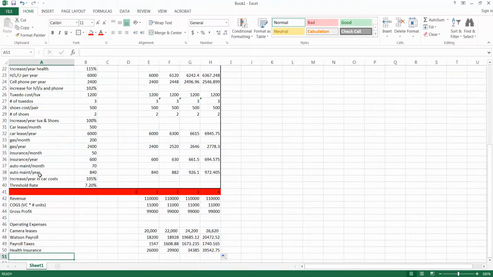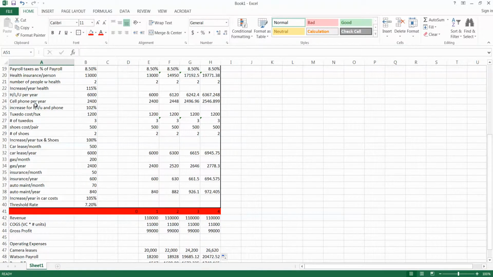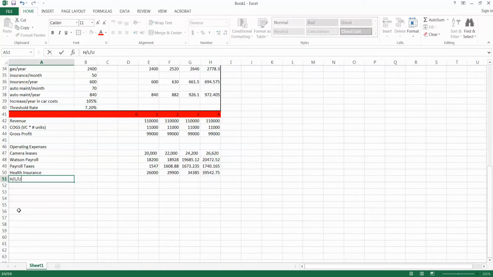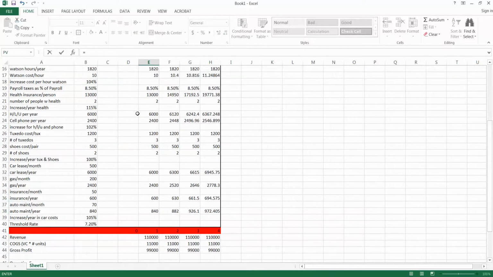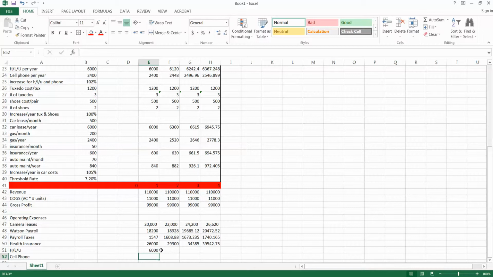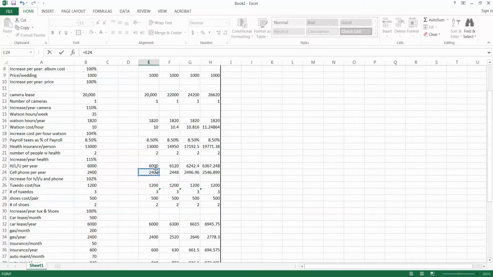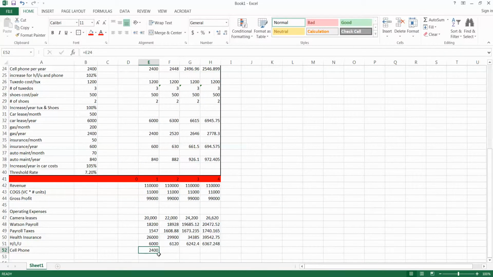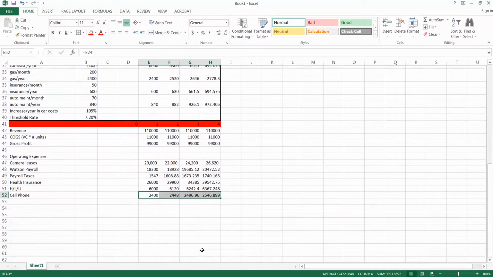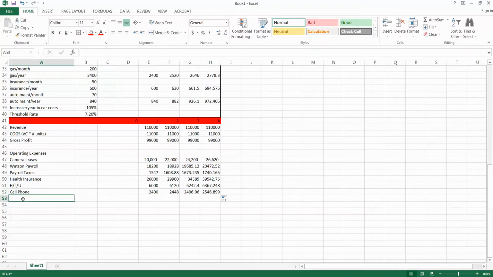Next, we have, I'm just scrolling up here, our heat, light, and utility. Heat, light, utility, and cell phone. Well, we've already calculated these, so we can just have them equal. Go up and pick up those numbers. And because we've made it a formula, we just drag it across. And again, for the cell phone, equals, and go up and find our cell phone cell right there for year 1. And then we can just carry it across. Next, we have our tuxedos.